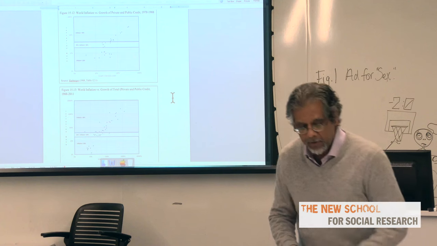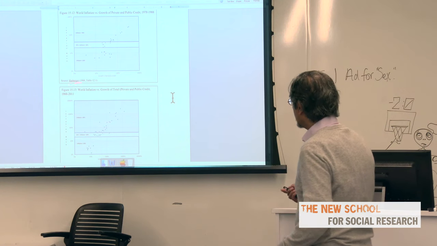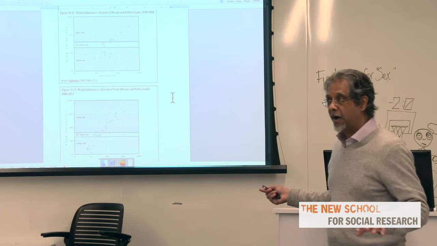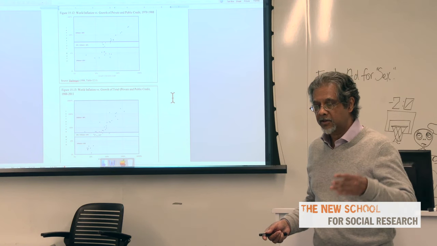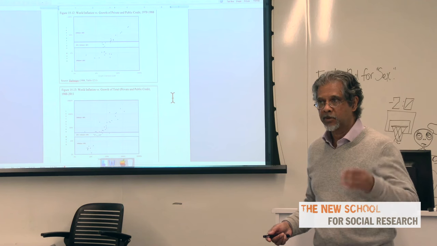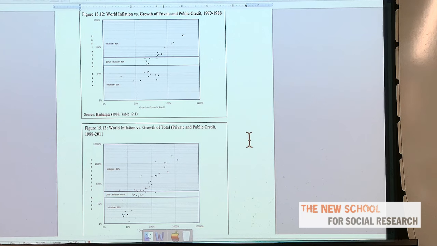And what I noticed he found, he doesn't have this graph. He has it as a table. But immediately when I saw the table, I saw a nonlinear relationship, which was exactly what was to be expected. So I plotted the data that he has in the table. And when you plot it, you see something quite striking.